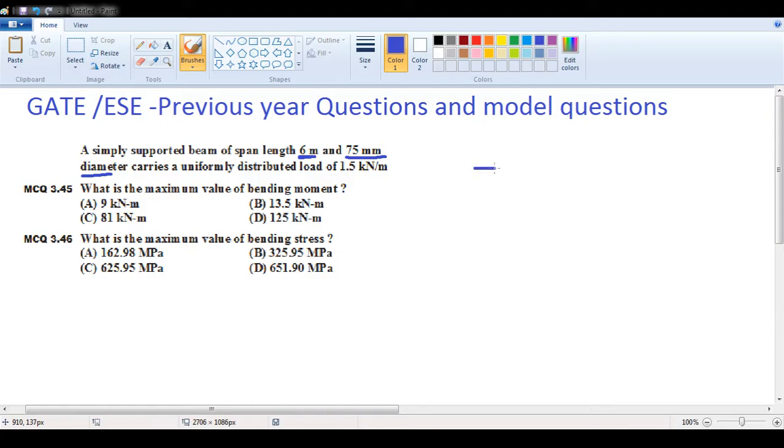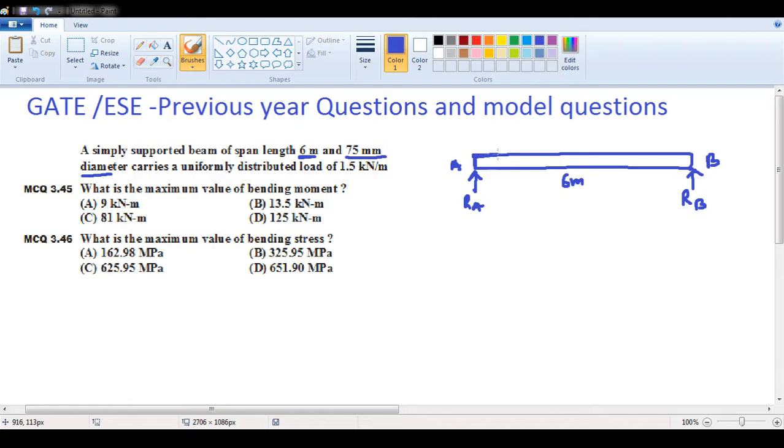It is simple supported, so obviously both sides will be supported by the reaction forces, right? Say this is A, this is B. So the reaction over here will be RA, and the reaction force over here will be RB. It is supported by a span of 6 meter. This is 6 meter, and this is the dia. The beam dia is 75, I'll put it in another color. This is 75.